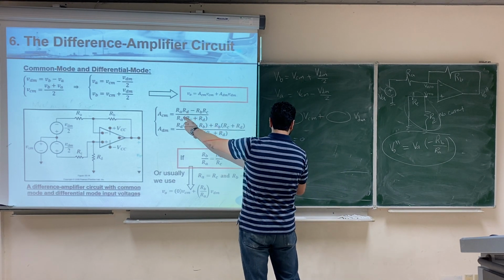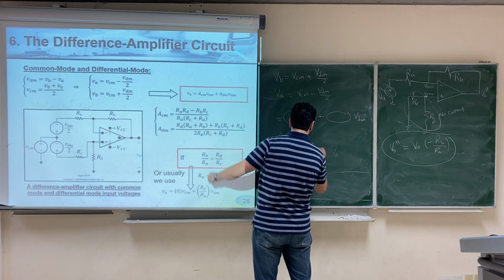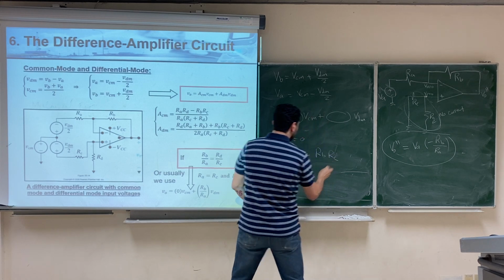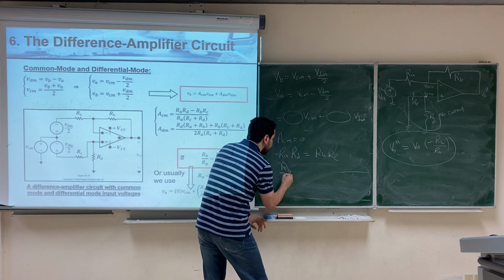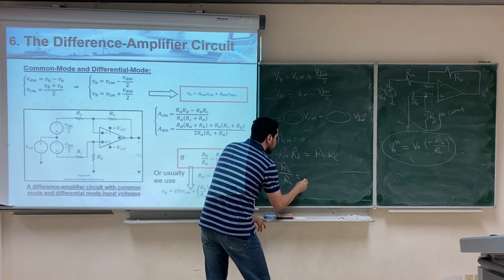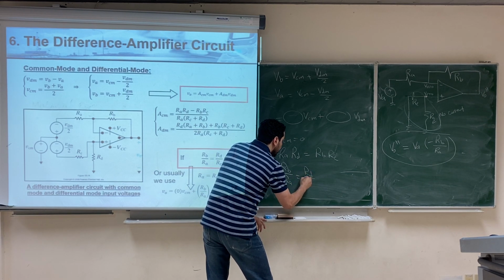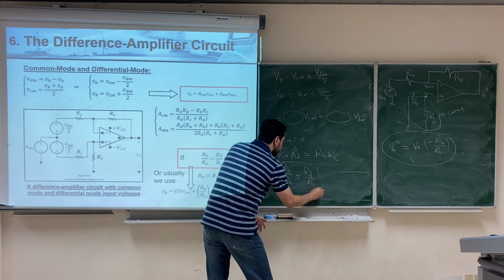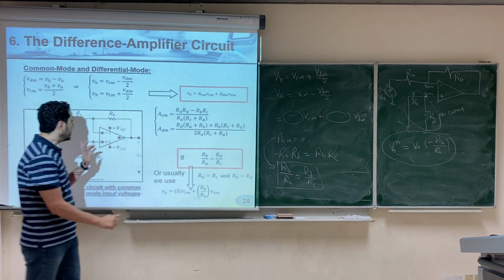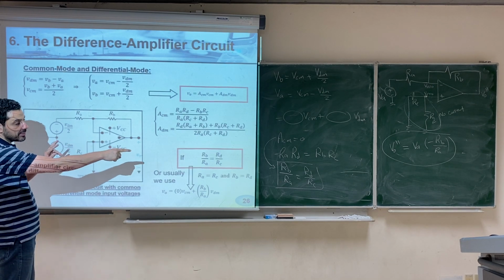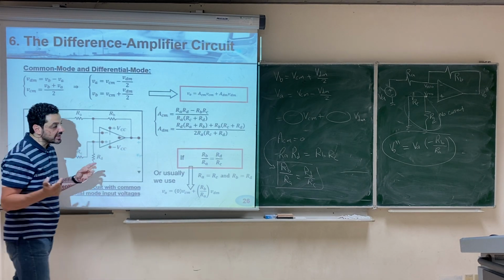In order for the common mode gain to be 0, you need RA, RD to be equal to RB, RC, which in other words, you can write as RB over RA equals RD over RC. So this is the condition for the common mode gain to be 0. Basically, remember it, but don't remember the equation, because the equation is tricky.